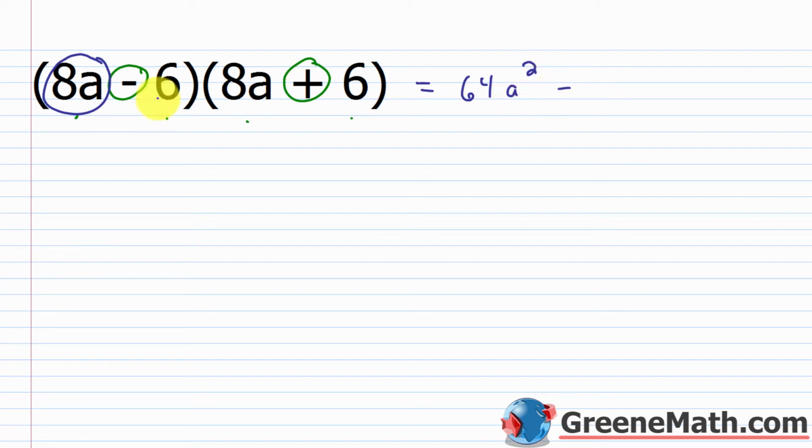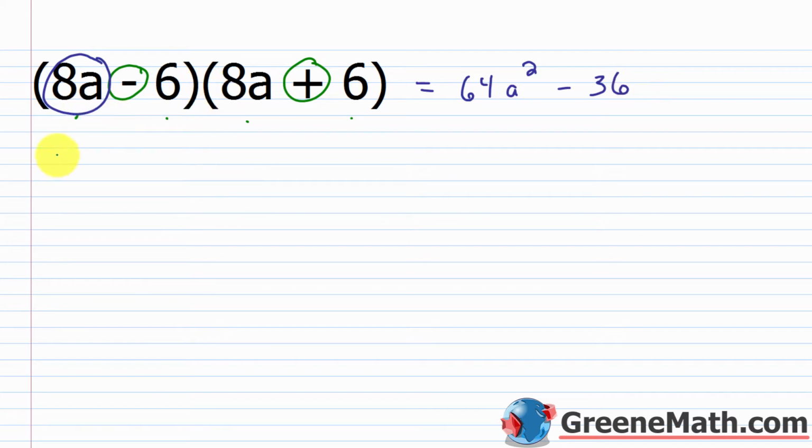Then minus, I'm going to look at my 6, and that's going to be squared. 6 squared is 36. So just that quickly, without doing FOIL or anything else, I know my answer is 64a squared minus 36. And again, we can prove it to ourselves.